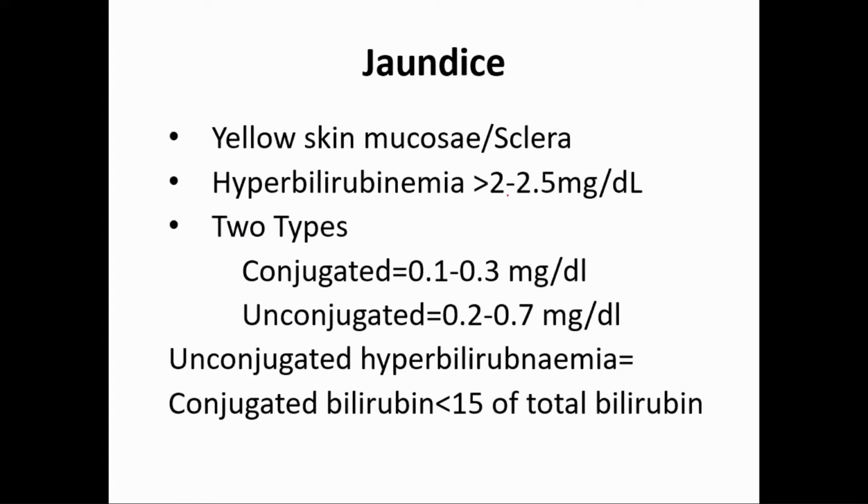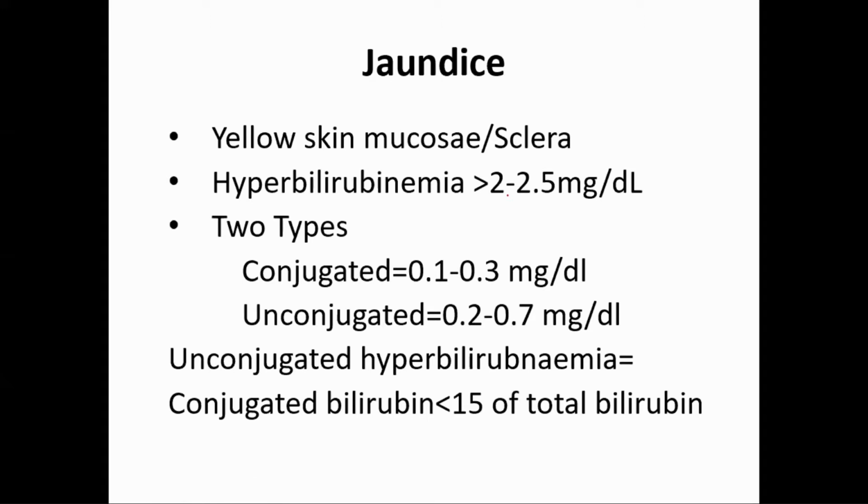Now, what is the definition of jaundice? Jaundice is yellow coloration of skin, mucosa, and sclera. This is the clinical definition: yellow pigmentation of skin, mucosa, and sclera, that is, the white part of the eye. Why is this? Because bilirubin gets accumulated more in elastic tissue. That's why the sclera, skin, and mucosa show it.